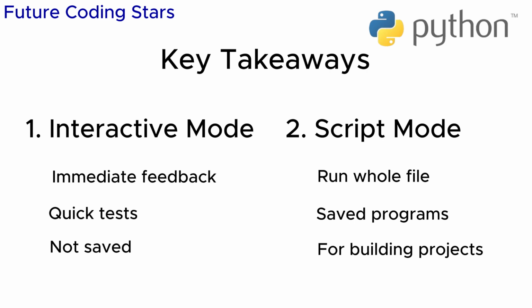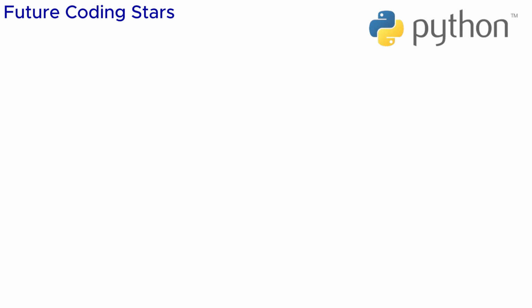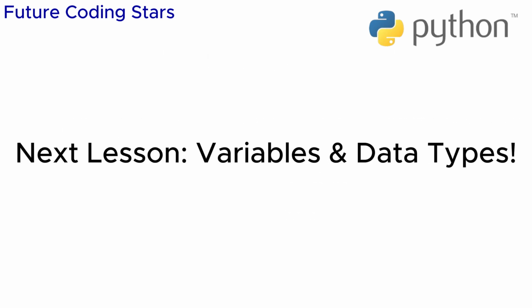So we know how to run code now, but what kind of code can we actually write? What can we do with Python? In the very next lesson, we'll dive into the absolute basics, variables and data types. We'll learn how Python stores different kinds of information like numbers and text, which is the foundation for everything else. It's where the real coding begins.